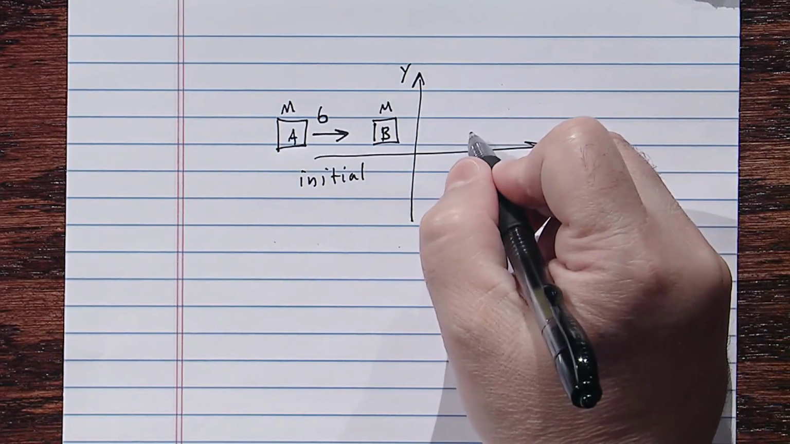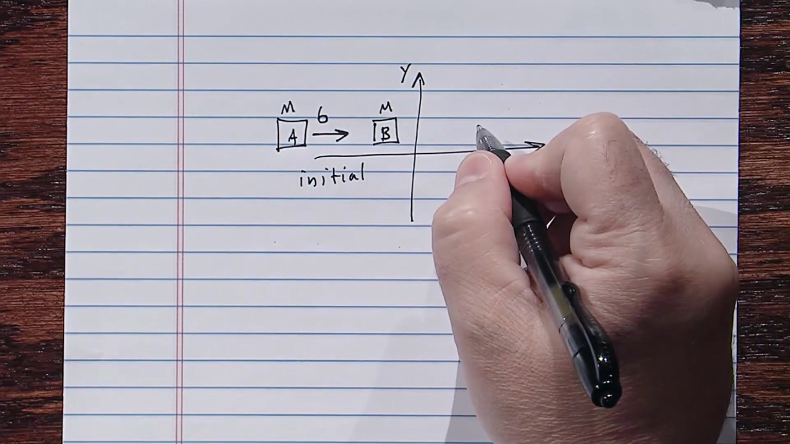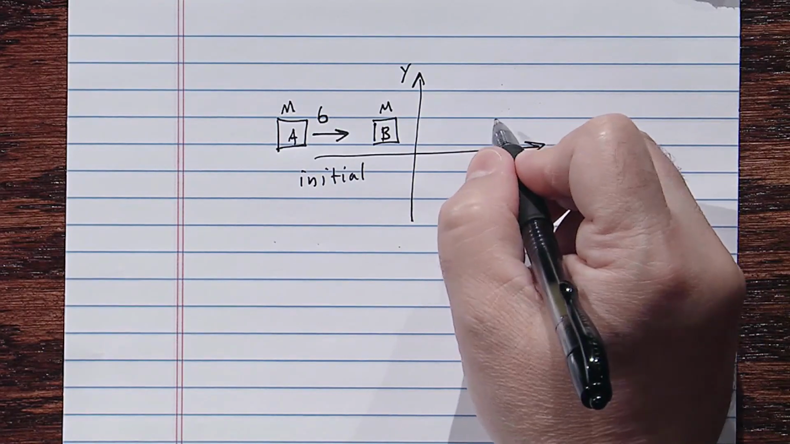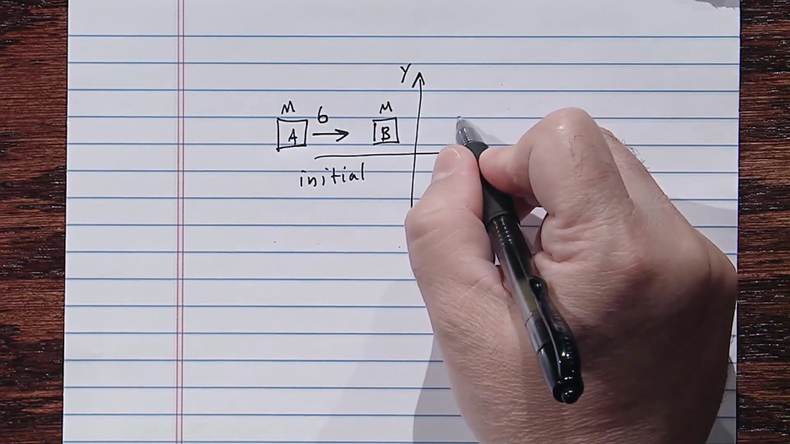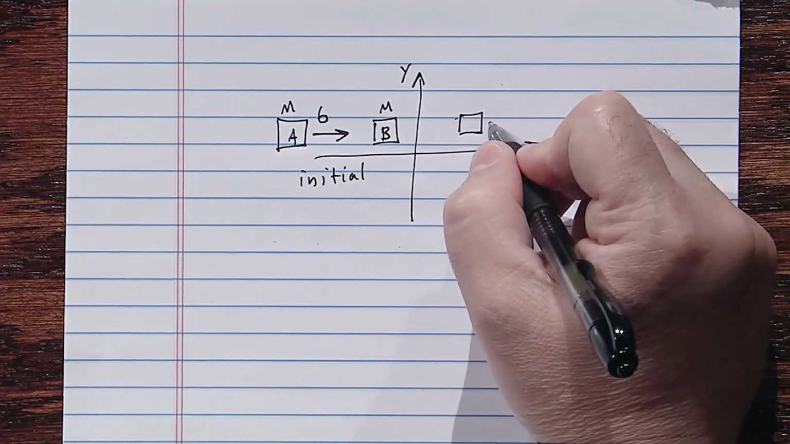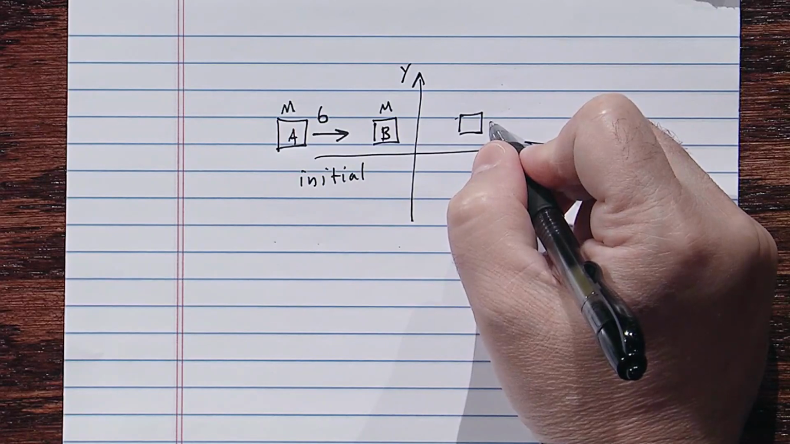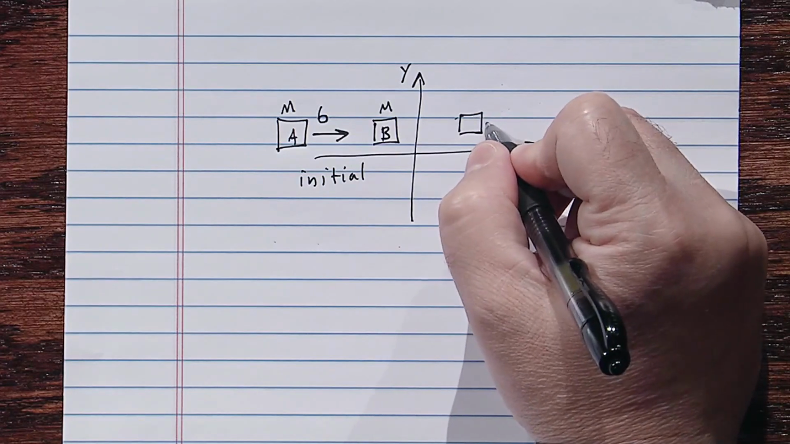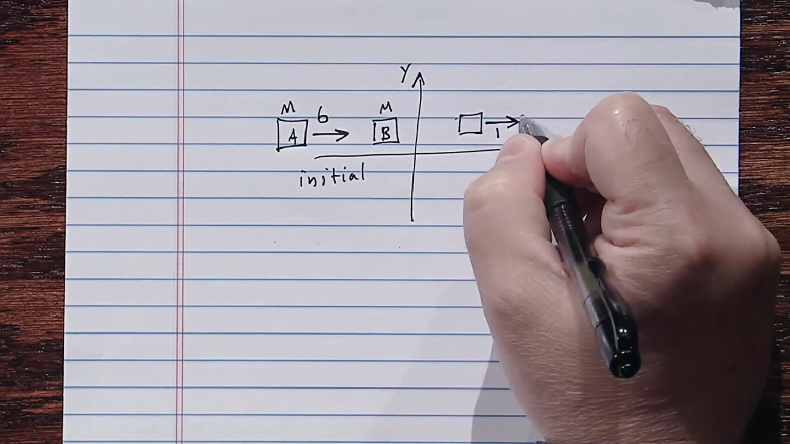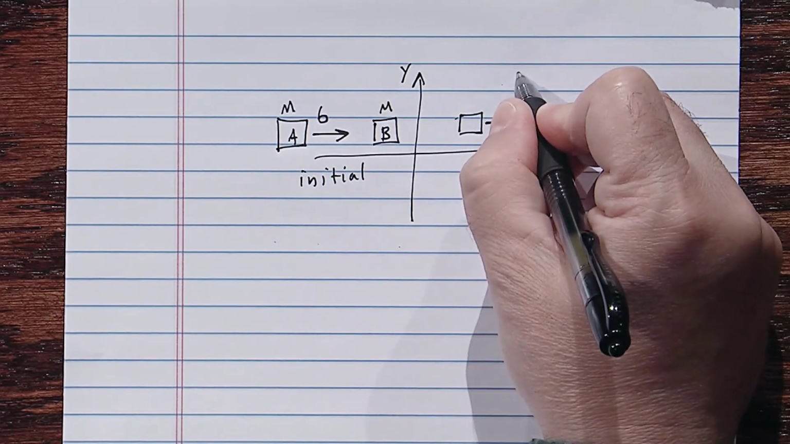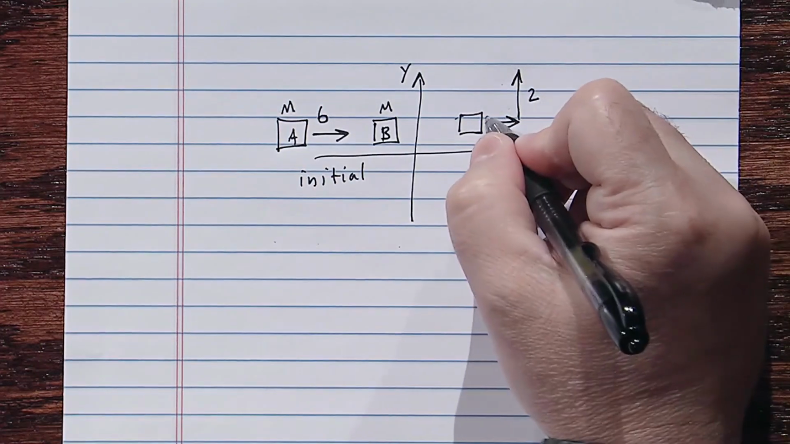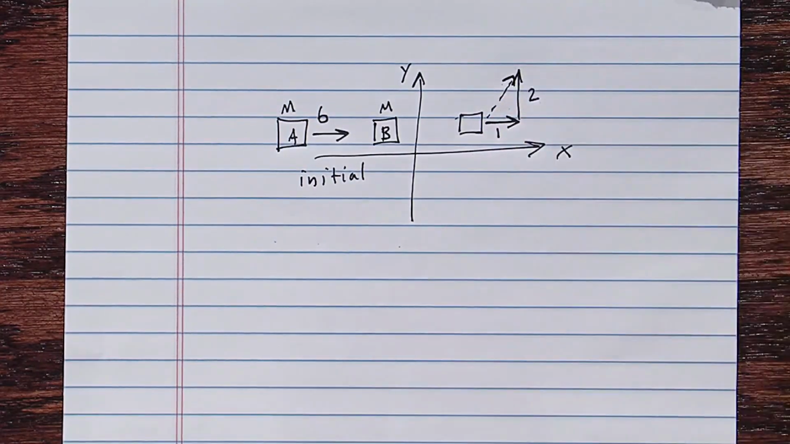Afterwards, body A is moving in the positive x direction and the positive y direction. So I will draw it like this. It's moving with 2 meters per second in the y direction and 1 meter per second in the x. So 1 in x, 2 in y. So it's moving like this.